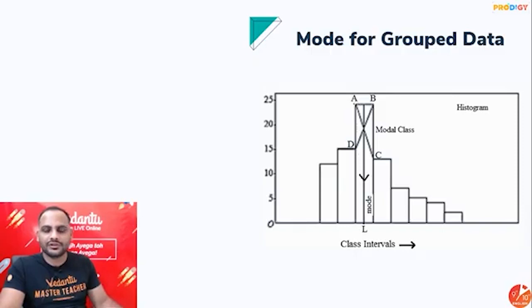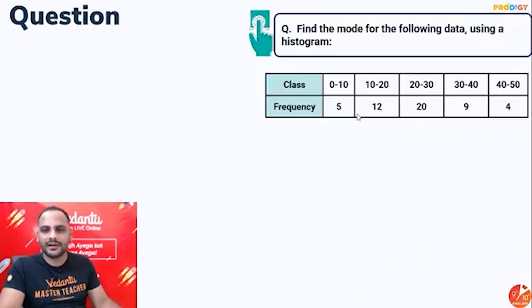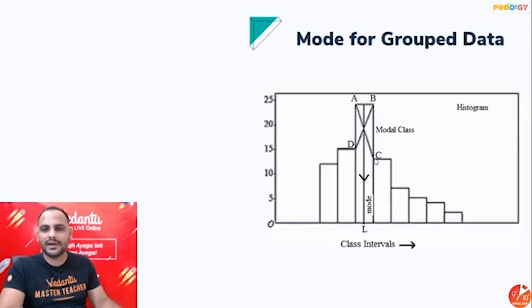Then what you'll do, you'll join the endpoints of that rectangle with the nearby corners. A joins with this corner, wherever the nearby rectangle is ending over here, join it with this, and B joins across with the previous one. Wherever they intersect, plot it on the x-axis. This point is going to be your mode.